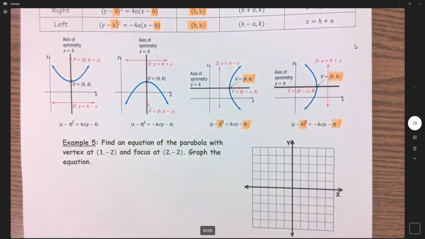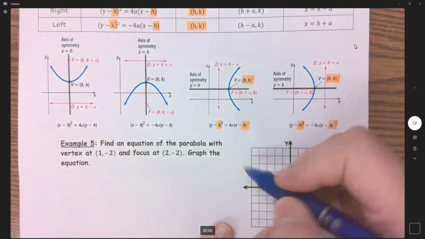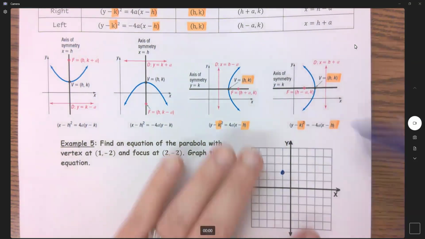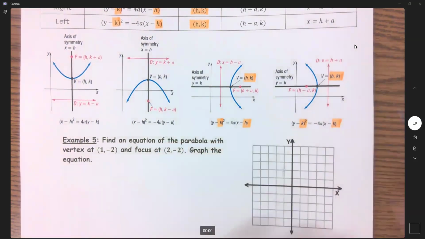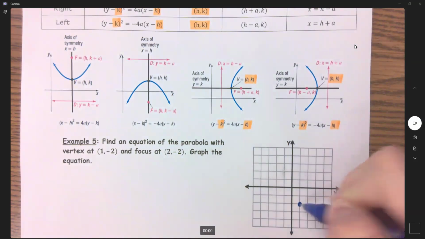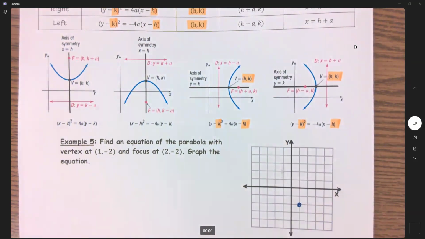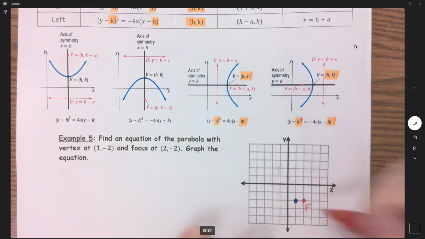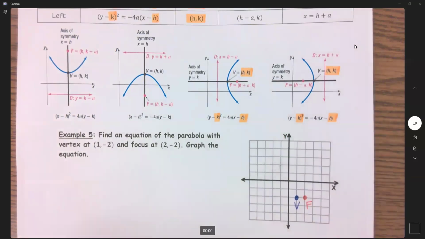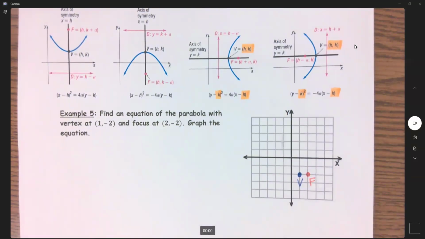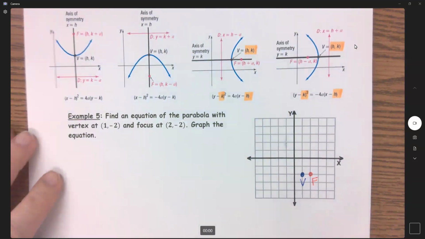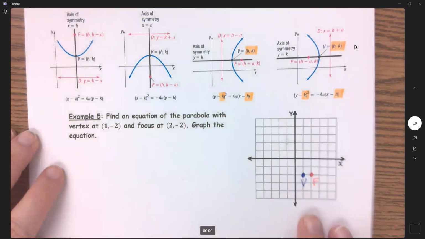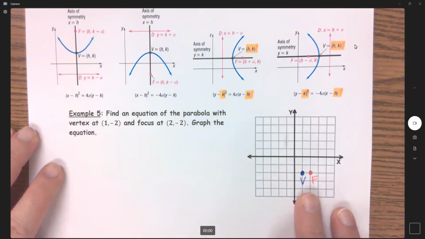Find the equation of the hyperbola. Nope. Find the equation of the parabola with a vertex at (1, -2), which is not there. Let's try (1, -2), and a focus at (2, -2). Here's my focus. Here's my vertex. So we need to find the equation of this parabola based off of only these 2 points.